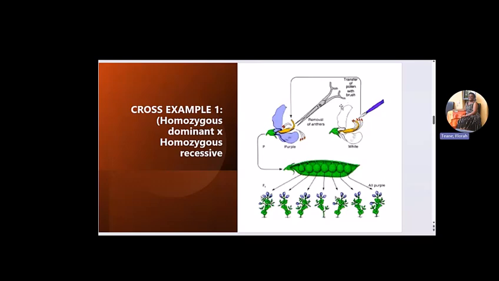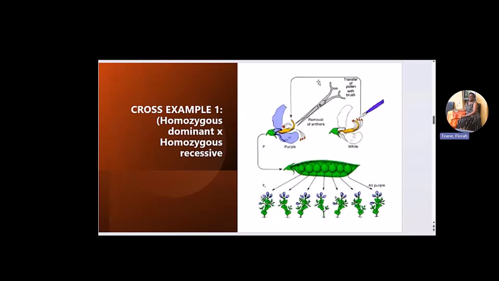Let me show you the structure here to show the purple flower from one plant and the white flower. Remember what I said? We are using letters of the alphabet: capital B for purple, to indicate it is dominant, and the small letter b for white, which indicates recessiveness. It is being suppressed.